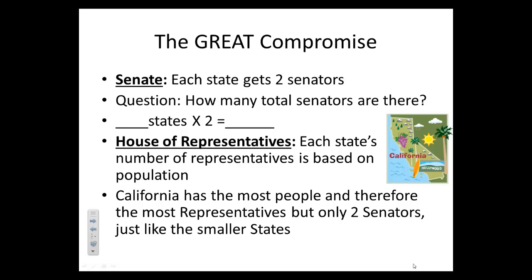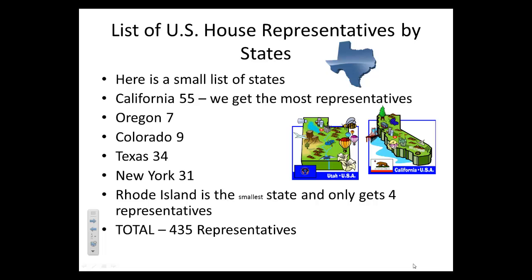Next, let's talk about the House of Representatives. As we know, this is based on population. California has the most people living in it, so we get to send the most representatives, 55, to Washington, D.C. Oregon, which has a lot less people, only gets to send 7 people. However, Oregon gets to send the same amount of senators as California, since all states get 2. Here's an example of some different states and the number of people they can send to Washington, D.C.